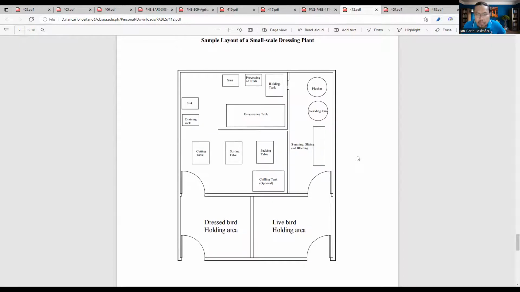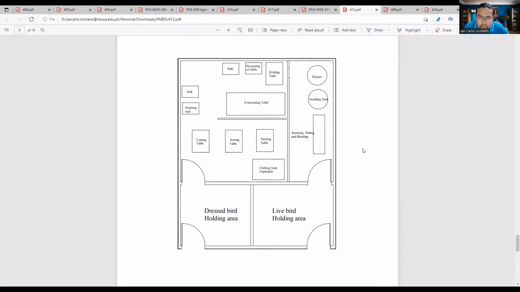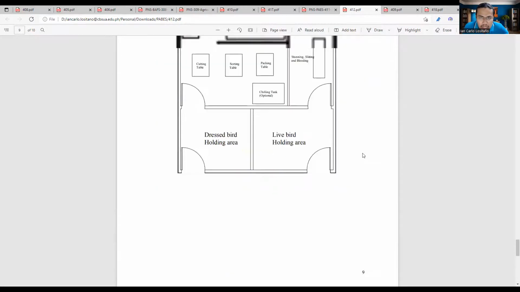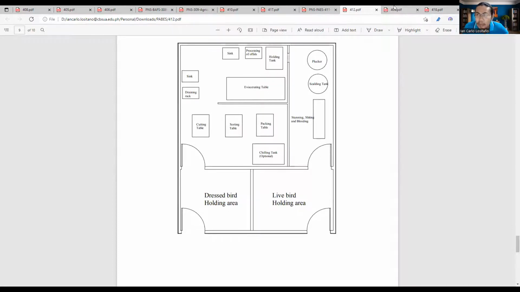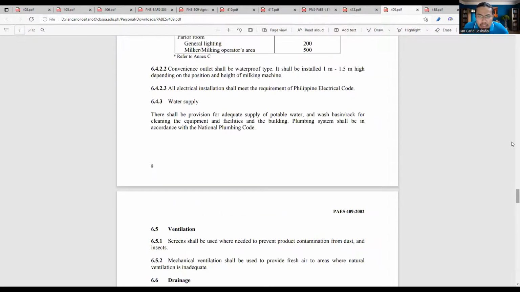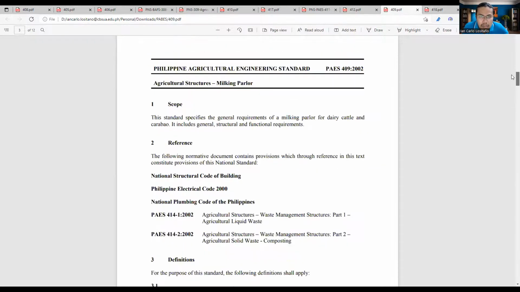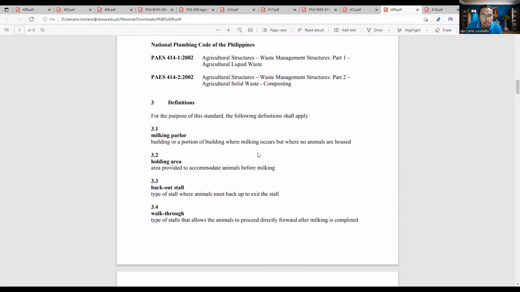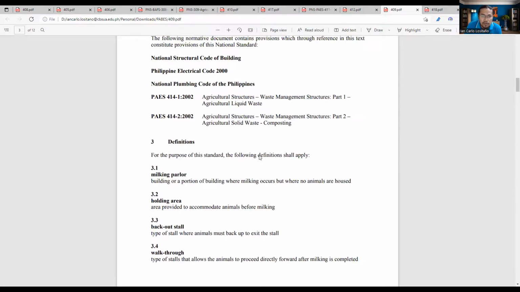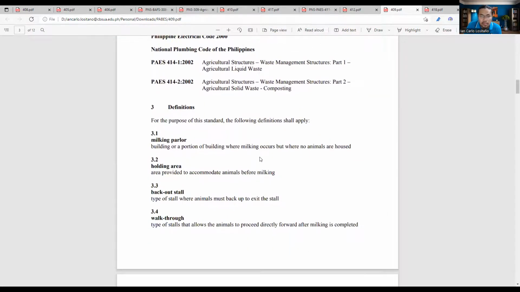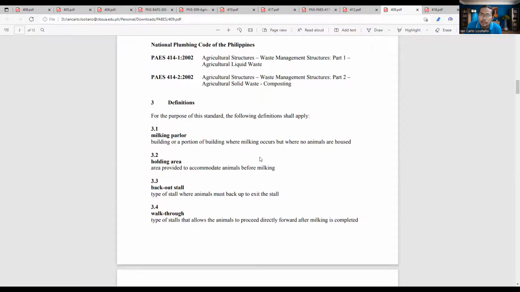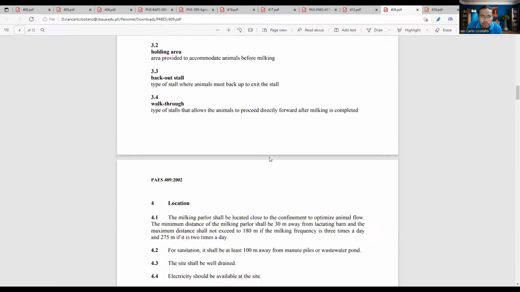So in poultry, you also have the AAA facilities, actually, but it's not provided here. Again, AAA is for export. Okay, so next we have now the milking parlor. This is for milk production, and this is for ruminants. No, this is for cattle, sheep, carabao, and even goats.